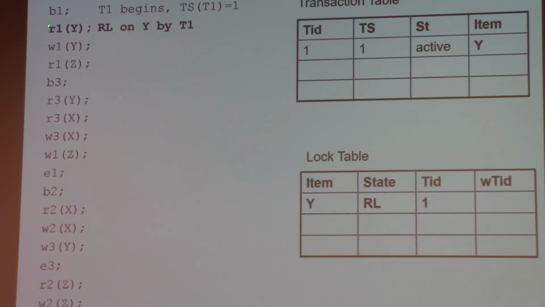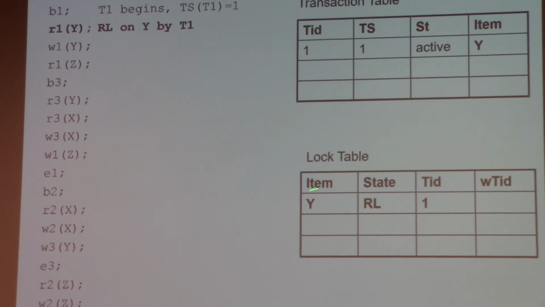Transaction 1, read on item Y. Read log on item Y by transaction 1. Then what do you need to do? Update the transaction table, because data item Y is a read log. Okay? It's accessed by transaction 1, Y.